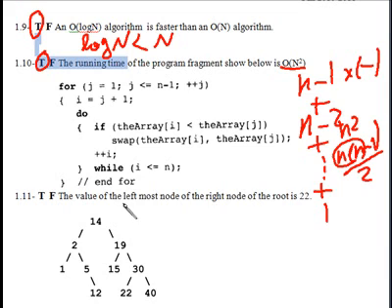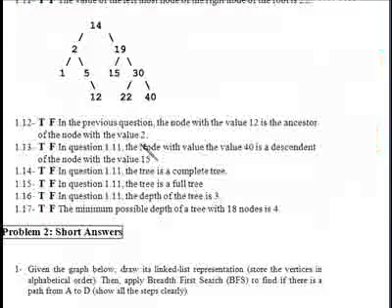The value of the leftmost node of the right node of the root. So let's begin with the root. This is root. Go to the right node, so you go to here, and then you go to the leftmost node of this one, which is 15. Is it equal to 22? It's not equal to 22, it's equal to 15. So this is actually not true. This is also false. Okay, let's continue.